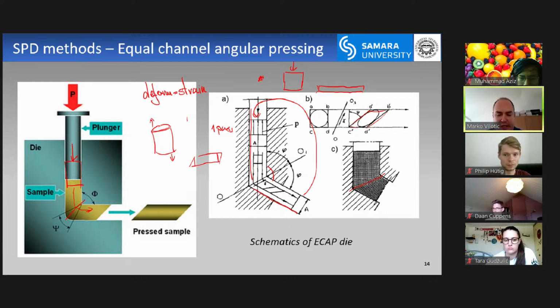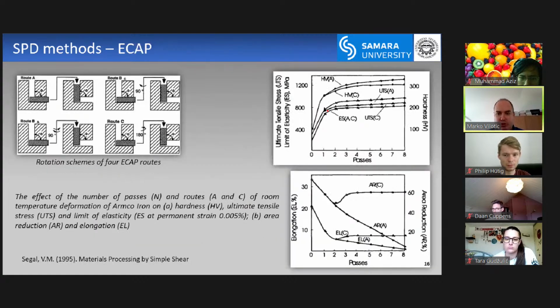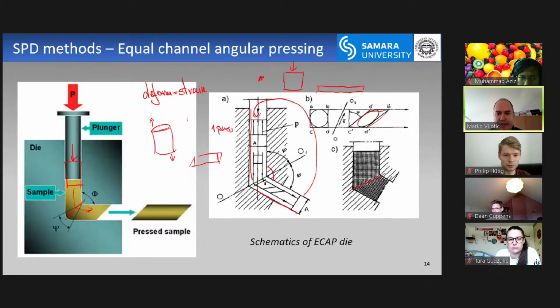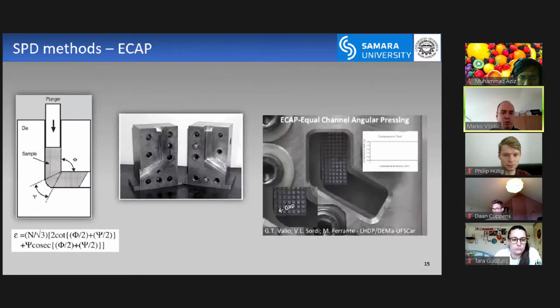Of course, there are some limitations with the material, but for example, let me just show you. Okay, I will show you that later. Let me just give you more insight into these methods and the dies. You can see the dies here.